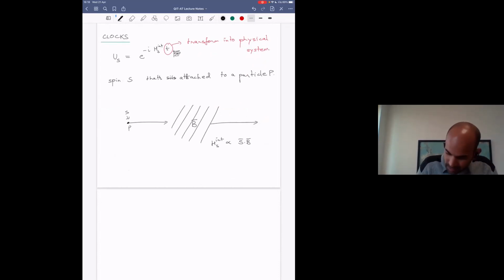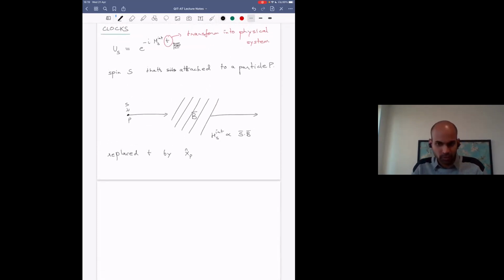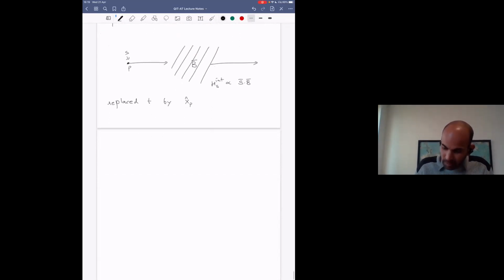And so what we've done now is we've replaced T by X of the particle, because the position of the particle is essentially the encoding of time. And rather than us having to do anything with respect to time, the particle does it automatically by going through a certain region. So this is the general principle as to how we include clocks into our considerations.